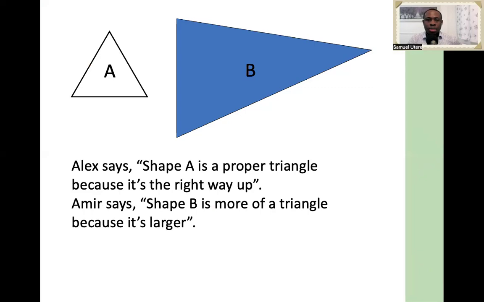Let's do our new learning for today's lesson. Alex says that shape A is a proper triangle because it is the right way up. Amir says shape B is more of a triangle because it is larger. Which statement do you think is right? Well, none. What do we mean by a proper triangle? There is nothing like a proper triangle. We need to use the right words to describe the triangle, and we'll be discussing the different properties of different triangles. And Amir's statement is not correct either. It's a triangle regardless of what size it is.